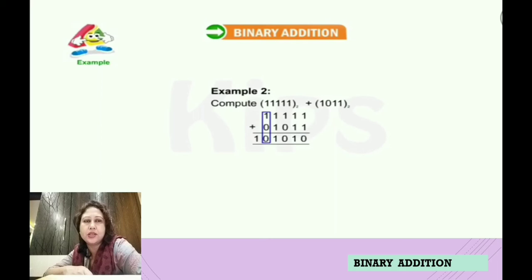Okay. So this is how you have to do your binary addition. And it is very important to remember the table in order to perform binary addition. Okay, so today only up to here.